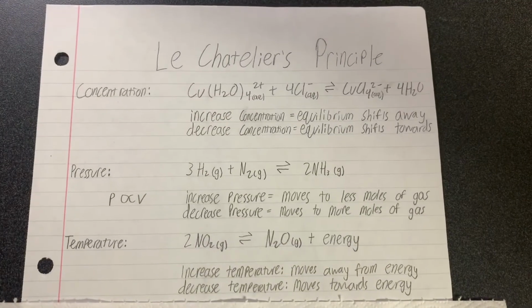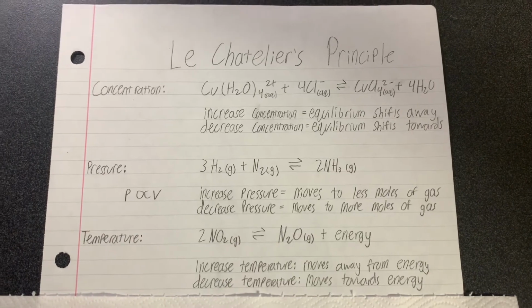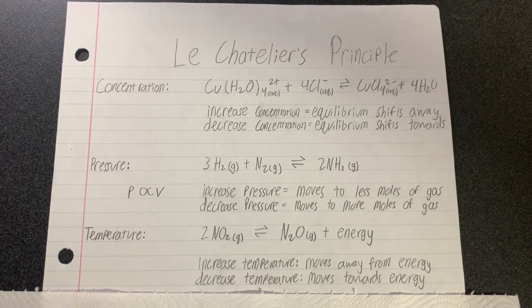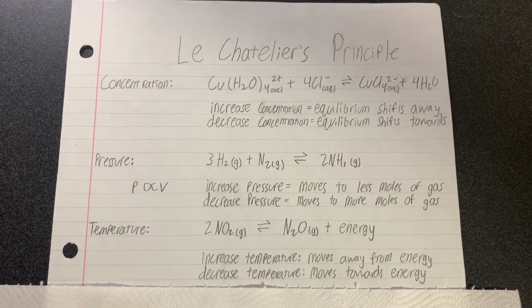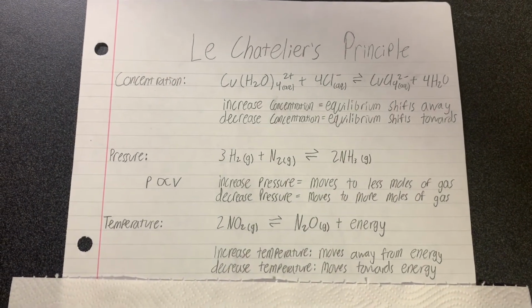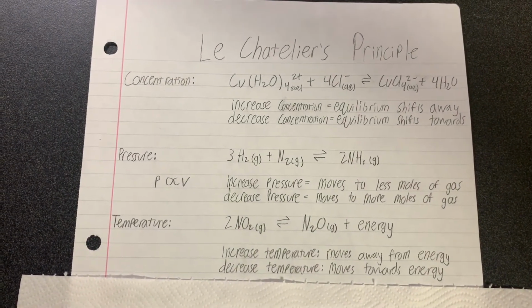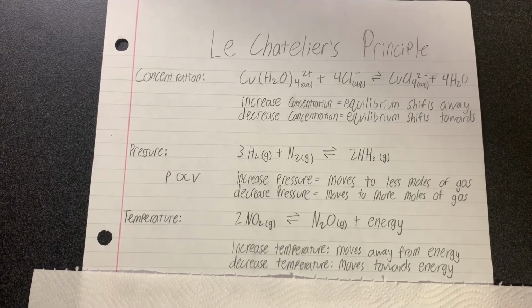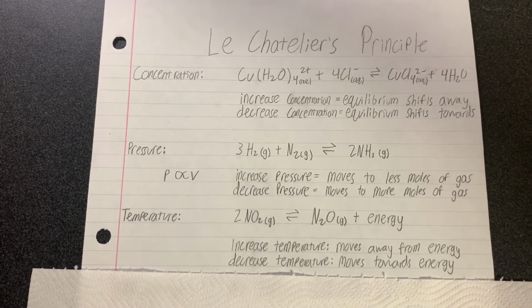The third factor of Le Chatelier's principle is temperature. If you increase the temperature, then the equilibrium is going to move away from the side with energy, and if you decrease the temperature, it's going to move towards the energy. So, in this example, if the temperature is increased, the equilibrium will shift to the left.